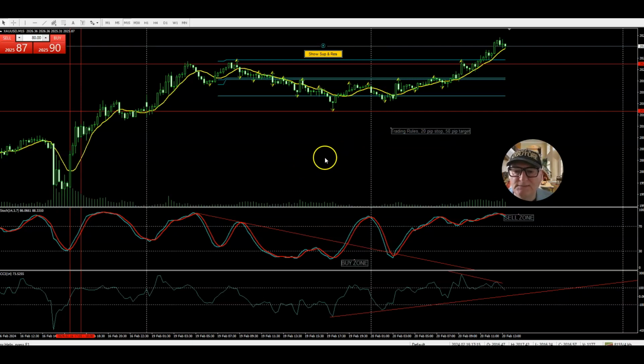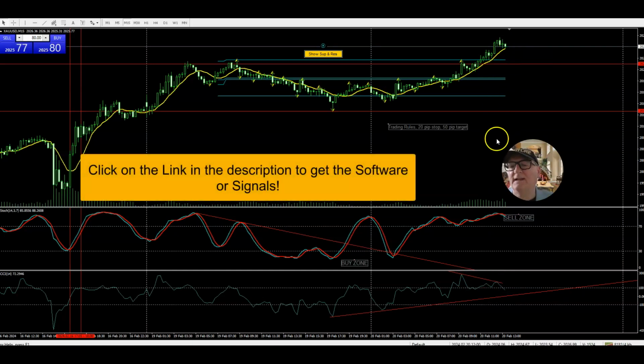So that's the system, and the rules are very straightforward. As soon as I see this going on, positive divergence, negative divergence, we now have negative divergence here. So I am waiting for the price to break down, and once it breaks down below that yellow line, I will be going short.